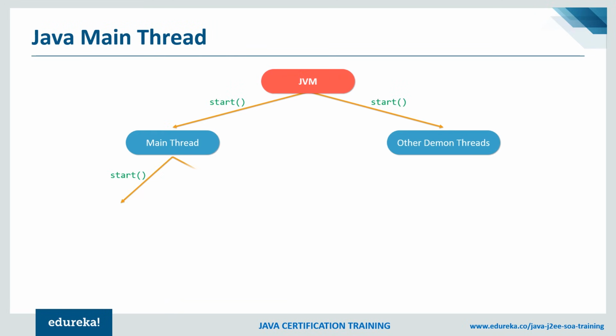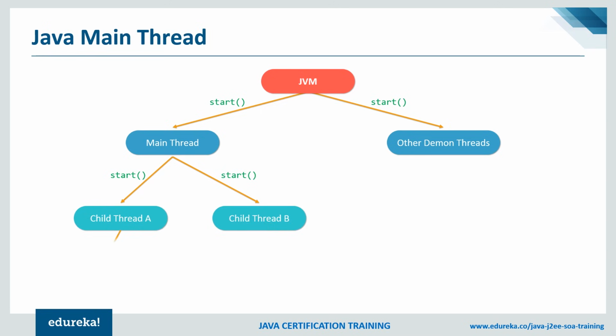Guys, let's see how the Java main thread works. Typically the JVM starts the main thread and some other daemon threads at the same time, right? When you run your application, the main thread and the daemon threads are started by the JVM. Your main thread can further start multiple child threads, for example child thread A and child thread B, and the threads can further start other threads. For example, thread A can start thread C.